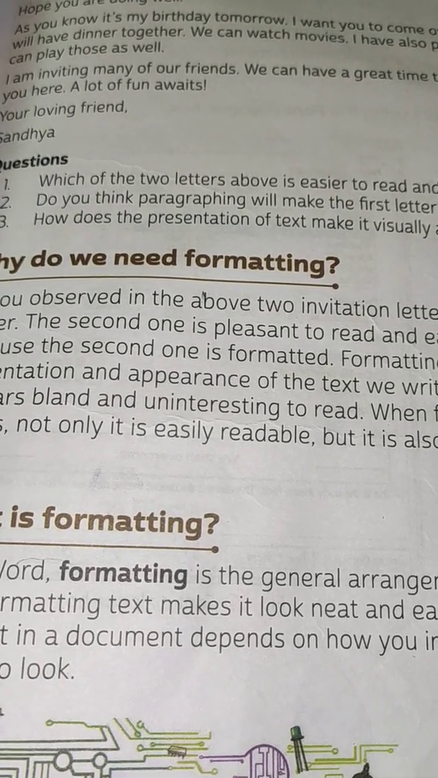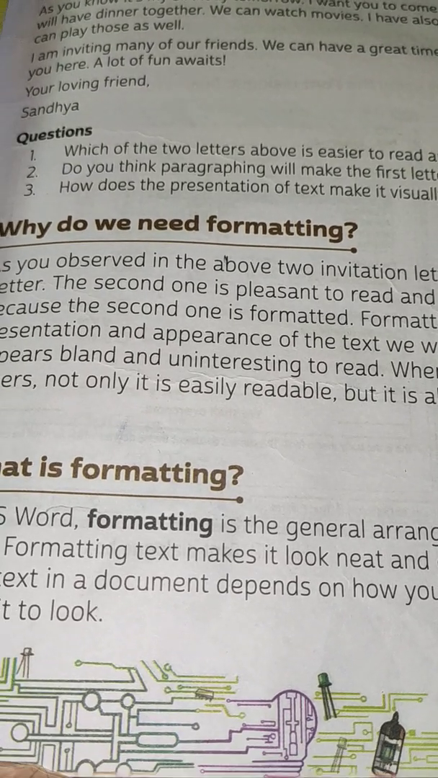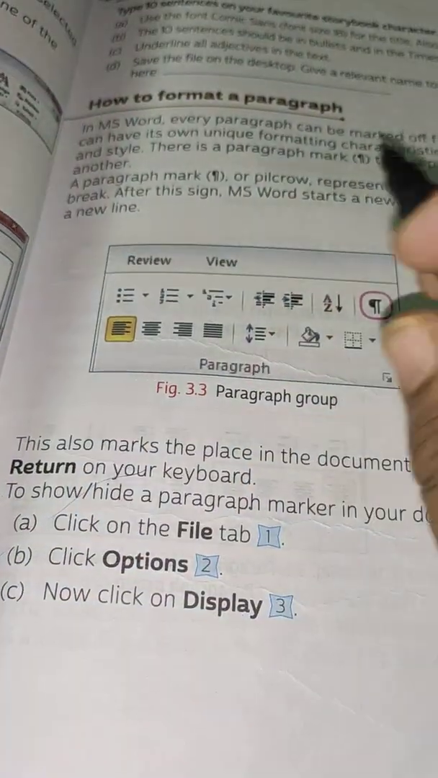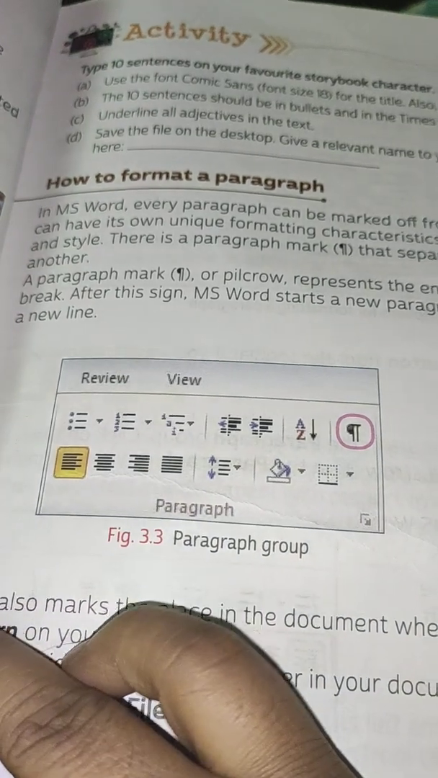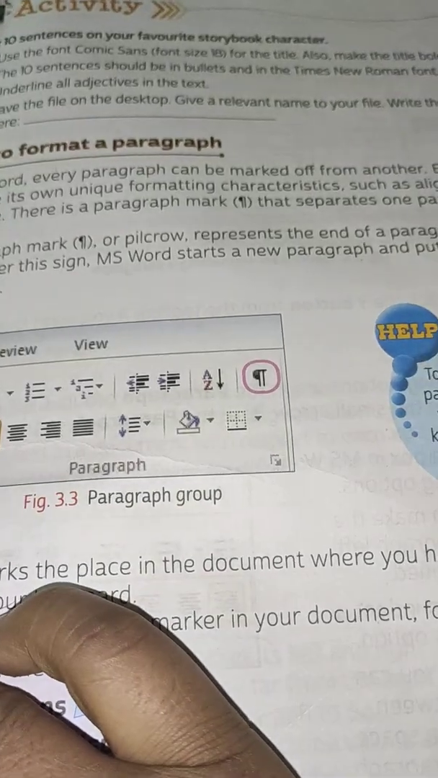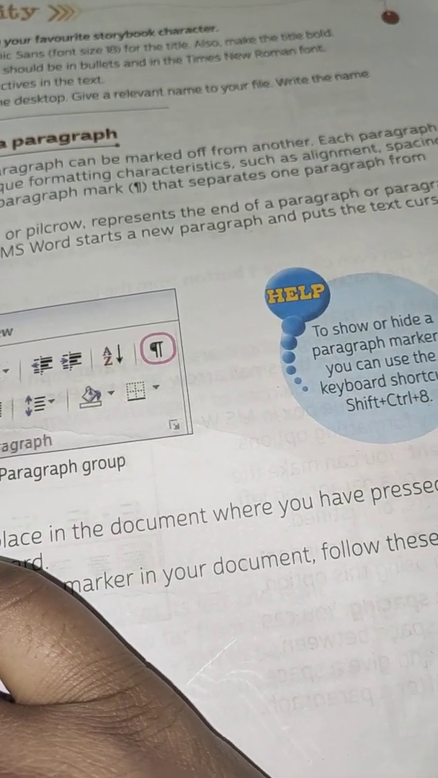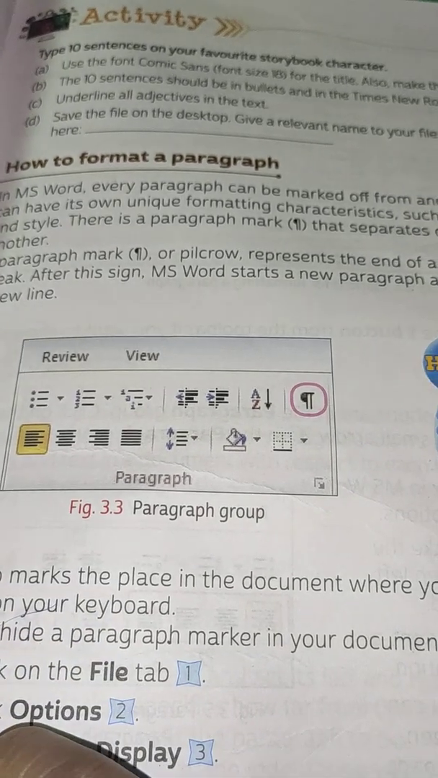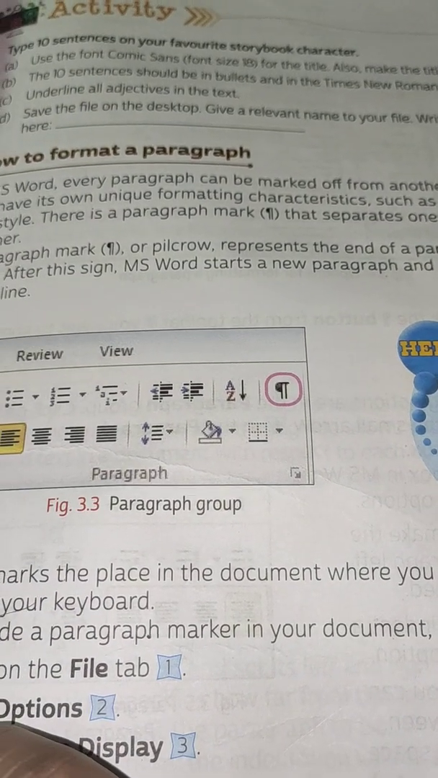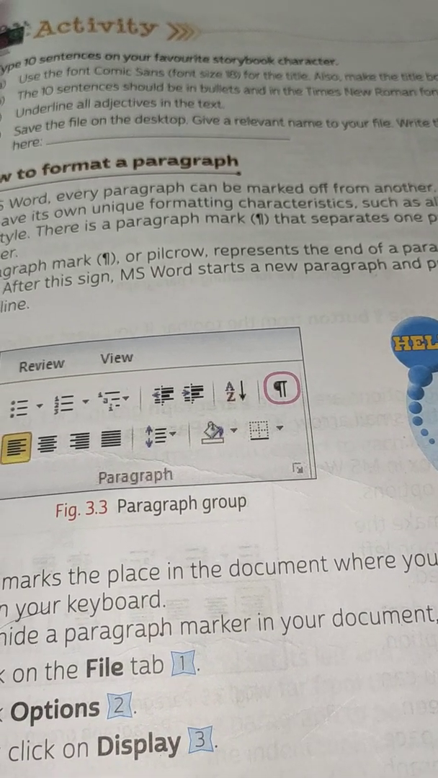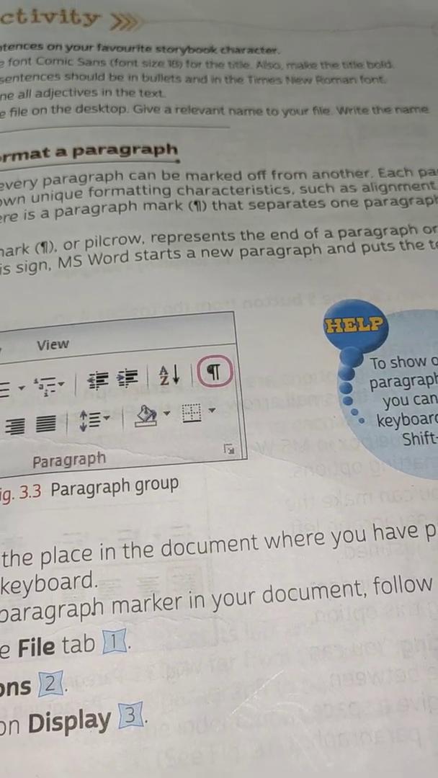In the previous video I taught you why we need formatting and what formatting is. Today I will teach you how to format a paragraph. Students, in MS Word every paragraph can be marked off from another. Each paragraph can have its own unique formatting characteristics such as alignment, spacing and style. There is a paragraph mark that separates one paragraph from another.